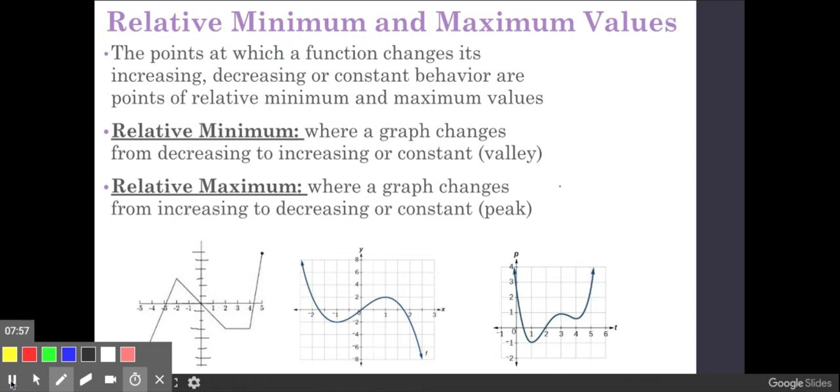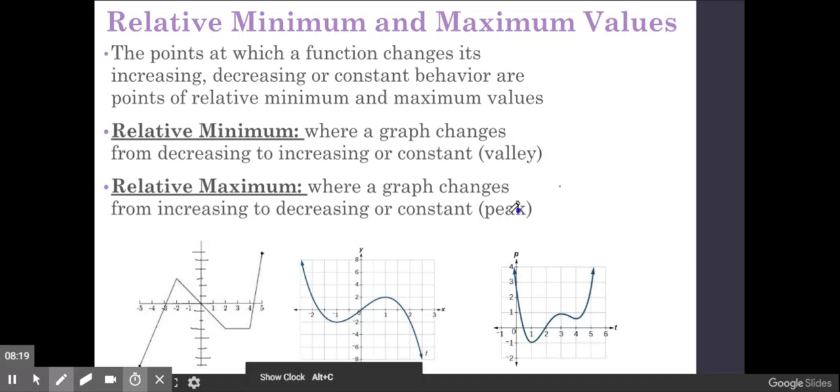So now we're going to talk about relative min and max values. The points at which a function changes its increasing, decreasing, or constant behavior are points of relative minimum and maximum values. A minimum is where we go from decreasing to increasing or constant. And the maximum is where we change from increasing to decreasing. I like to think of a relative minimum as the bottom of a valley, and the maximum is like the top of a peak or the top of a hill.